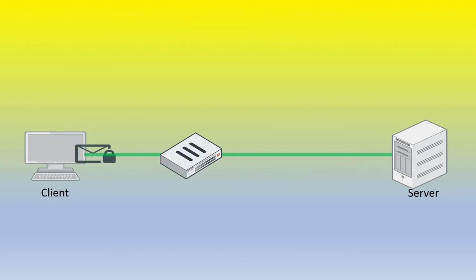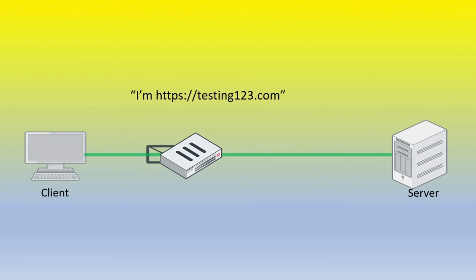All right, so now let's say on our client site, there's a firewall that's installed, and that firewall has deep inspection enabled on it. So first things first, again, we're still trying to access testing123.com, but now since deep inspection is enabled on the firewall, when that communication is attempted, the firewall is going to be saying, wait a second, actually, I am testing123.com. And the firewall has to do this if it wants to have any chance at being able to view the contents of the communication between the client and the server.